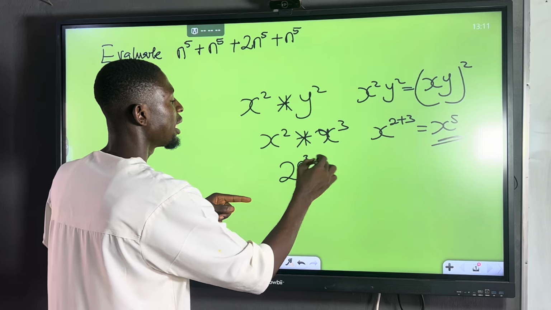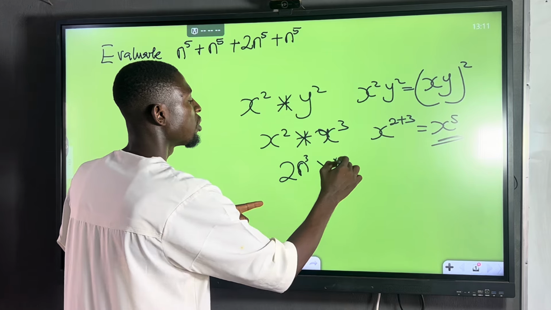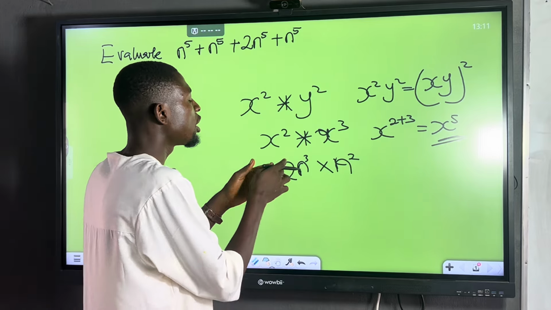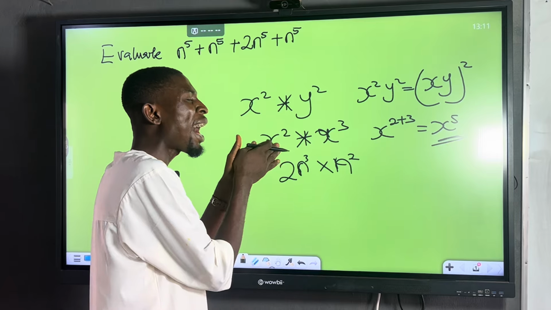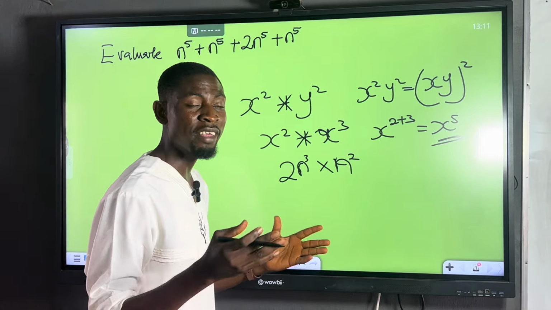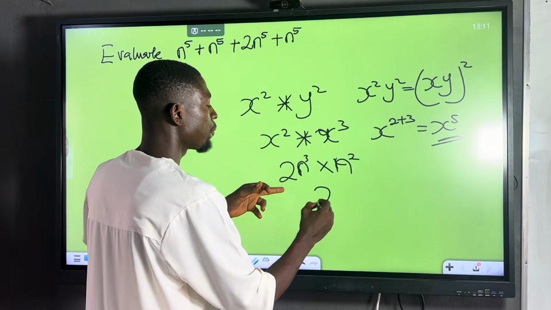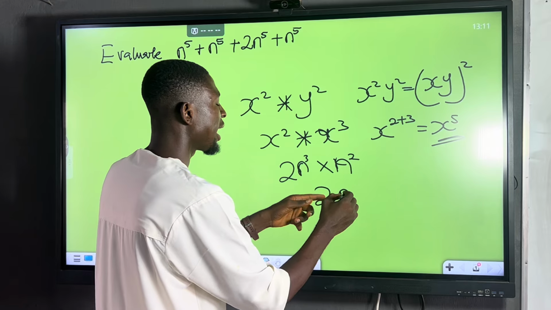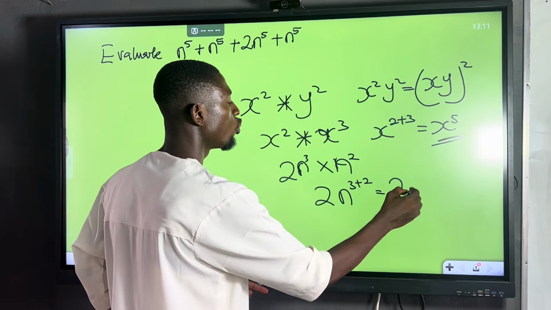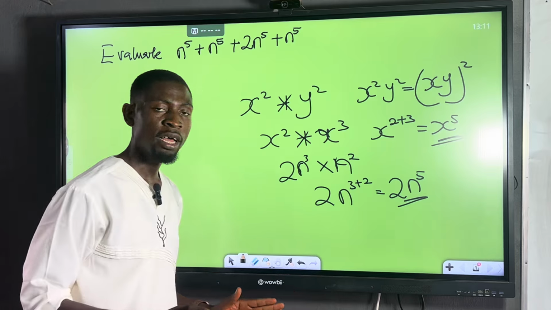Then, if you have something like 2n raised to power 3 times n raised to power 2, do you know what to do here? If it is multiplication, what you do is the coefficient times the coefficient, then you add the powers of the variables if the variables are the same. If the variables are not the same, you now bring the variables together. So the coefficient here is 1, 2 times 1 is 2, n times n, you just bring the n and add the powers, which will give us what? 2n, then you have raised to power what? 5. This is the answer to this question.